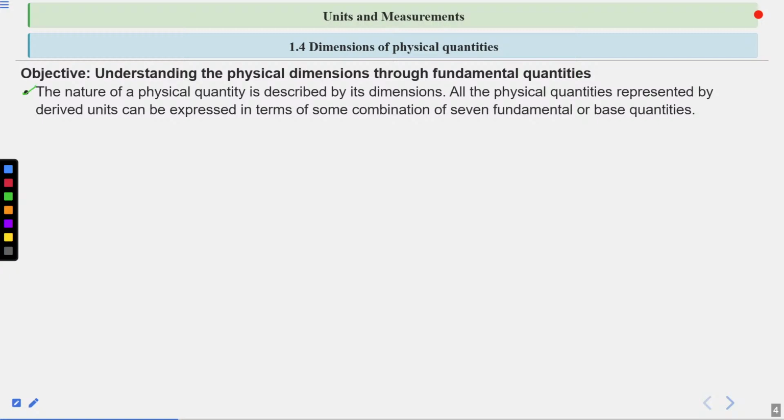The nature of a physical quantity is described by its dimensions. We know two types of physical quantity, scalar quantities and vector quantities. All physical quantities represented by derived units can be expressed in terms of some combination of 7 fundamental or base quantities. In the previous lecture, we already learned about the 7 types of fundamental or base quantities.